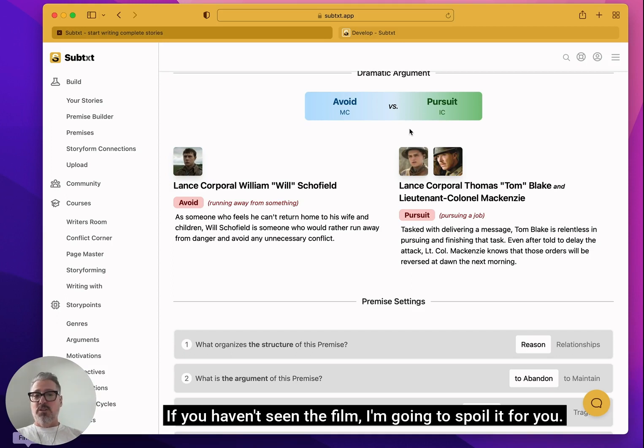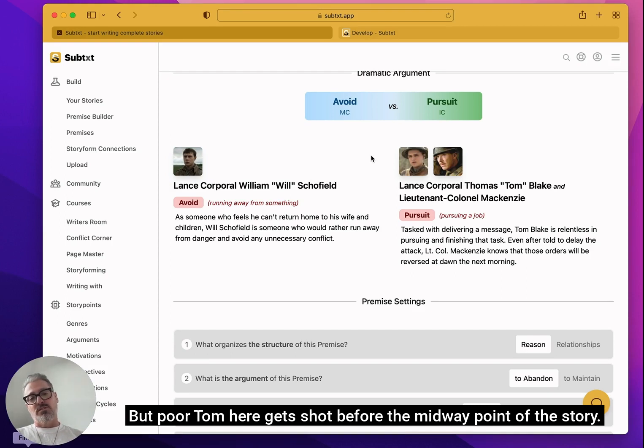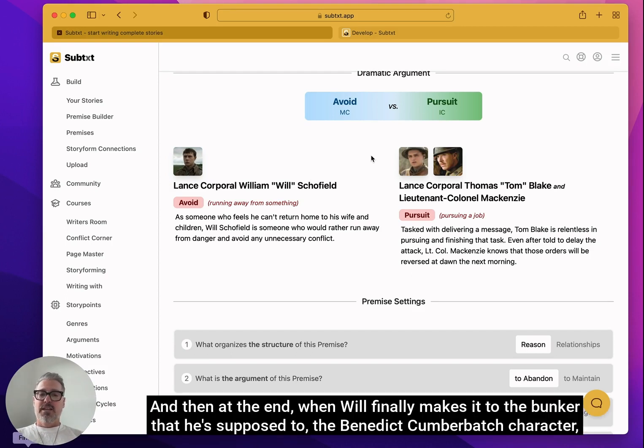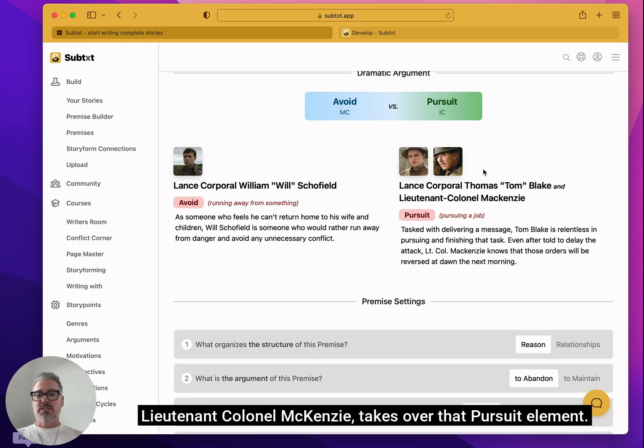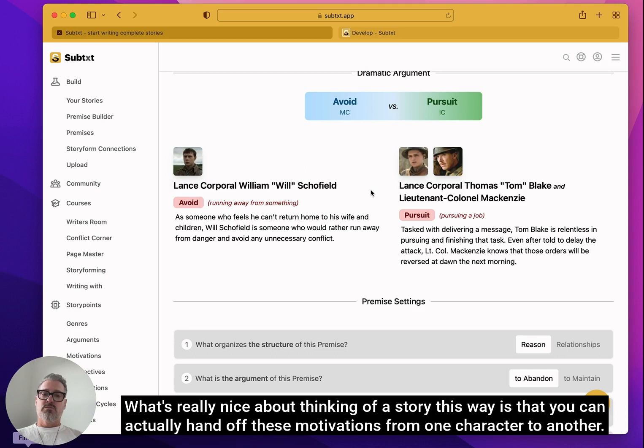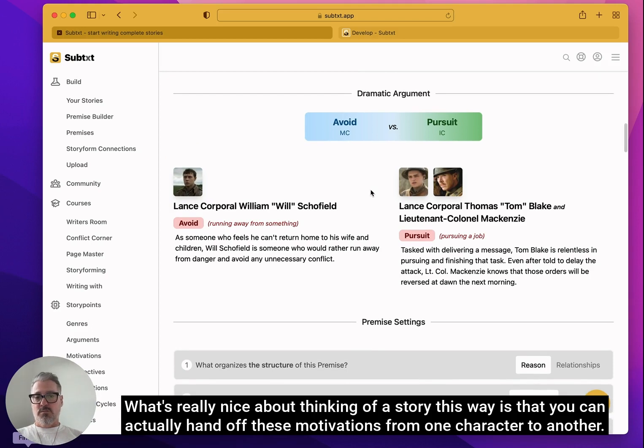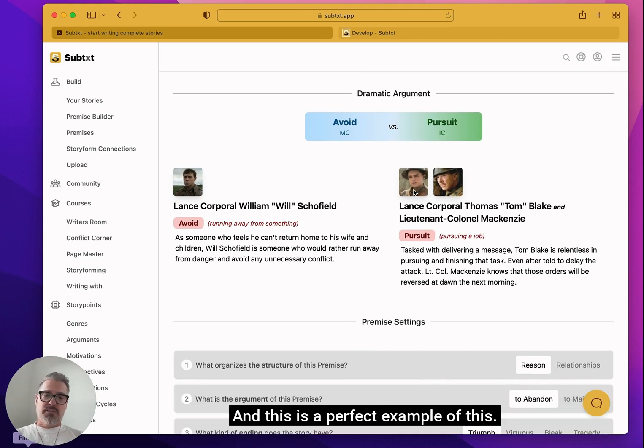If you haven't seen the film, I'm going to spoil it for you, but poor Tom here gets shot before the midway point of the story. And then at the end, when Will finally makes it to the bunker that he's supposed to, the Benedict Cumberbatch character, Lieutenant Colonel Mackenzie, takes over that pursuit element. What's really nice about thinking of a story this way is that you can actually hand off these motivations from one character to another. And this is a perfect example of this.